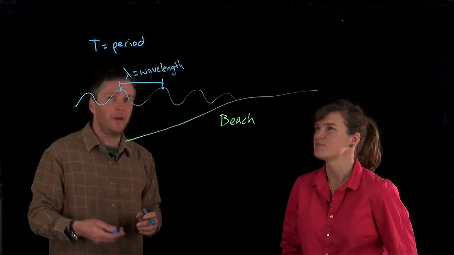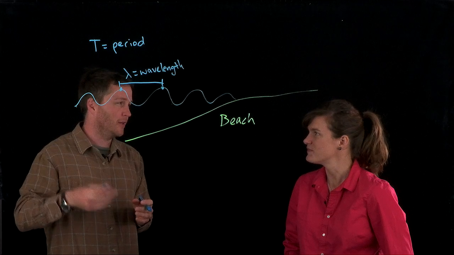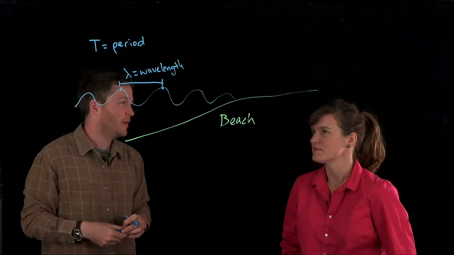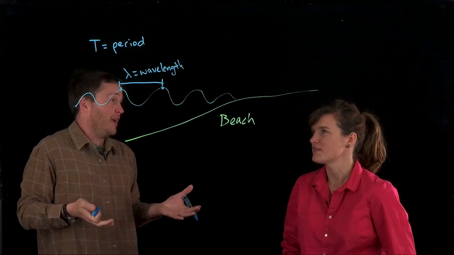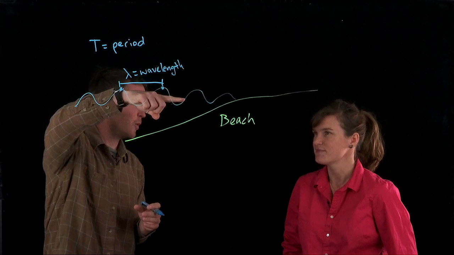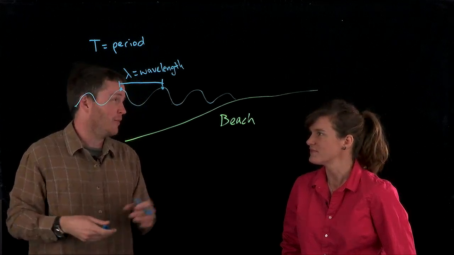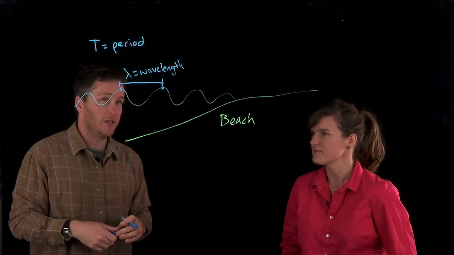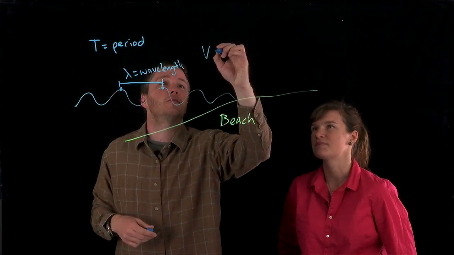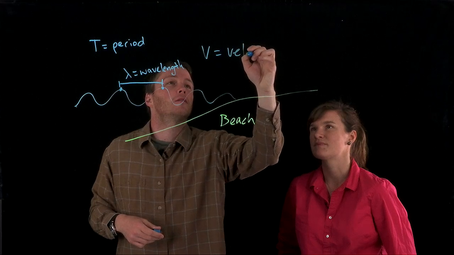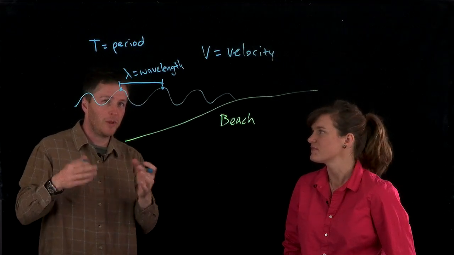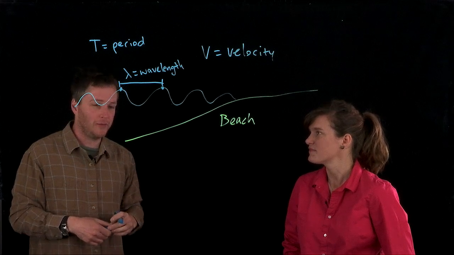Okay, so we have wavelength and we have period. What else do we need here? So we have a distance, we have a time. One more thing from the rate equation is the rate. We know that the waves are traveling in this direction towards the beach, so they're traveling with some velocity towards the beach. And velocity is just the same as we always think about. So we have three basic properties of waves here.